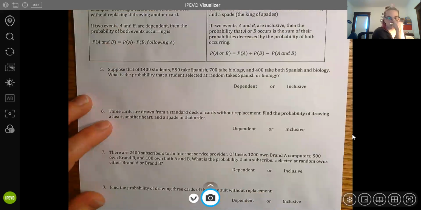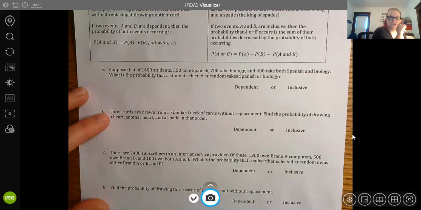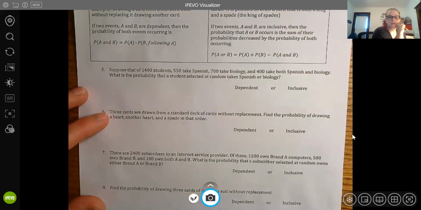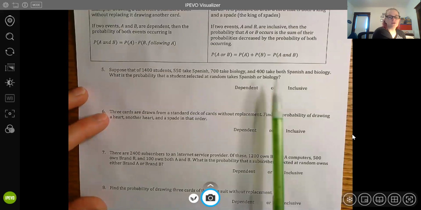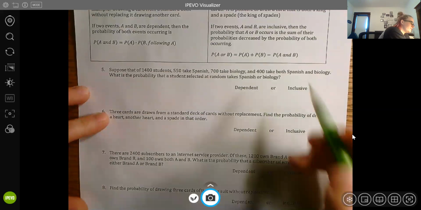Suppose that of 1,400 students, 550 take Spanish, 700 take biology, and 400 take both of them. What's the probability that a student selected at random takes Spanish or biology? Now, this one has that part right here: 400 take both of them. That's what makes this inclusive.